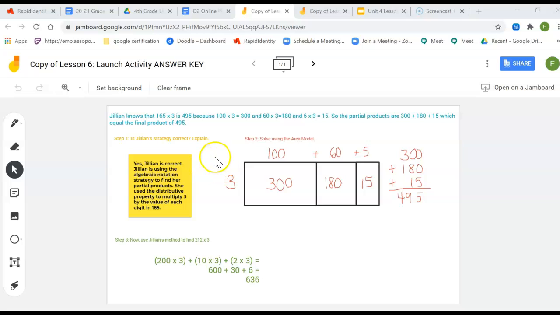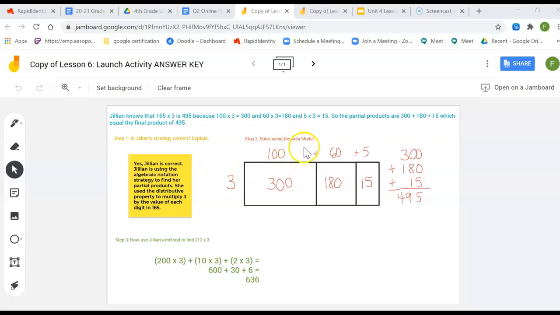You've had an opportunity to go on and solve steps 1, 2, and 3, so I'm going to show you my work on here. Step 1 is: is Jillian's strategy correct? Explain. Yes, Jillian is correct. She is using the algebraic notation strategy to find her partial products. She used the distributive property to multiply 3 by the value of each digit in 165. So yes, Jillian is correct.